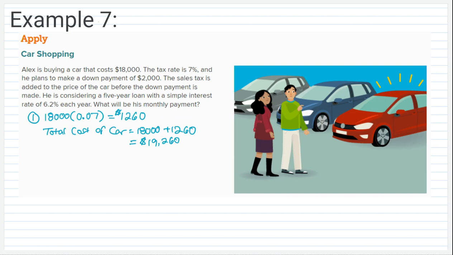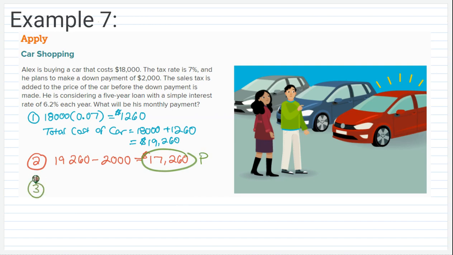So Alex is going to put down a down payment of $2,000. So step 2 is to figure out, okay, well, how much do I have left to pay after that down payment? So we're going to take 19,260, subtract the $2,000 down payment, and we end up with $17,260. So that is going to be my principal. That is how much you have left to pay after the down payment. So this is what we're going to use in our simple interest formula because, again, this is actually going to be the value of P. That's our principal.